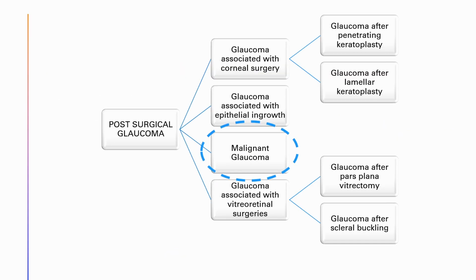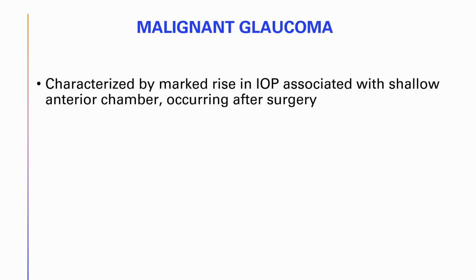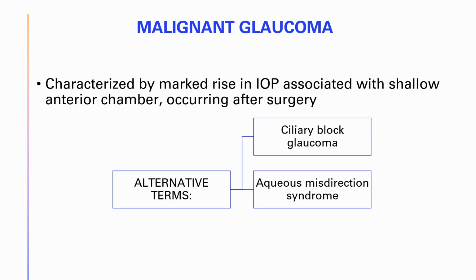Coming to malignant glaucoma. So malignant glaucoma is characterized by marked rise in IOP, which is associated with shallow anterior chamber, which occurs after surgery. The alternative terms can be ciliary block glaucoma, aqueous misdirection syndrome, and direct lens block. Also, now there is a specific pathomechanism which leads to glaucoma development in malignant glaucoma. First is posterior pooling of aqueous. In this, there is aqueous accumulation behind the posterior vitreous detachment, which leads to forward movement of iris lens diaphragm and shallowing of the anterior chamber, and which leads to further angle closure.